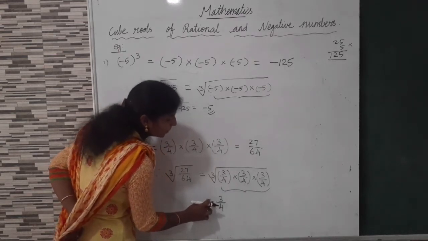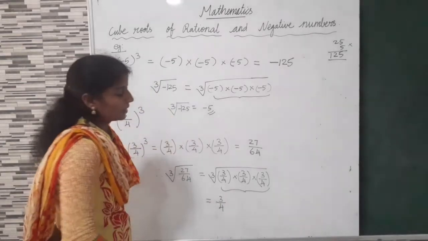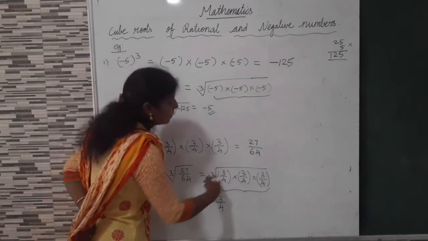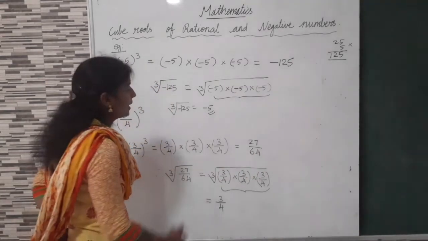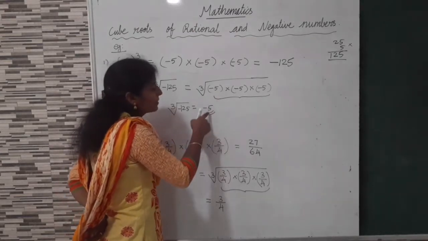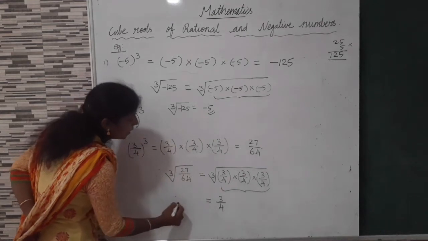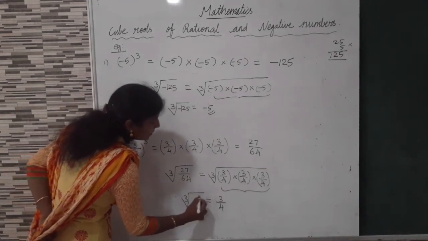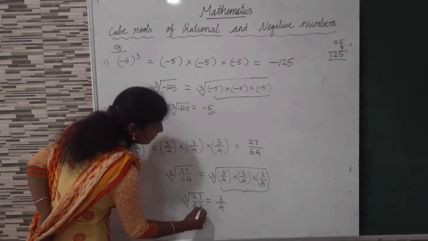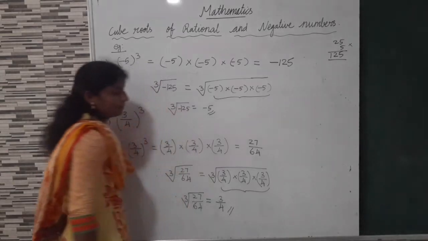Here you don't put this cube root. That is wrong. We are taking it outside, isn't it? So we can remove this cube root. Here also remove the cube root and write the numbers 5 minus 5. Here 3 by 4 is the answer. Therefore, cube root of 27 divided by 64 is equal to 3 by 4.